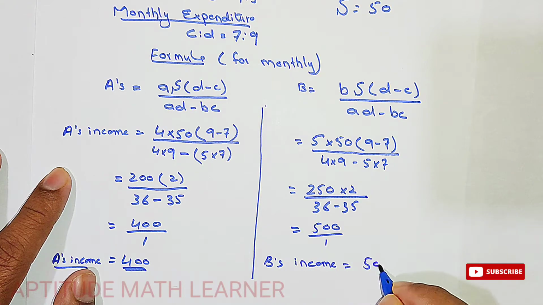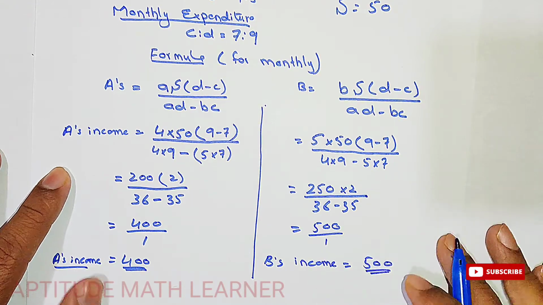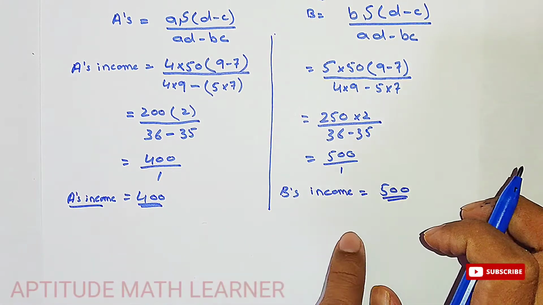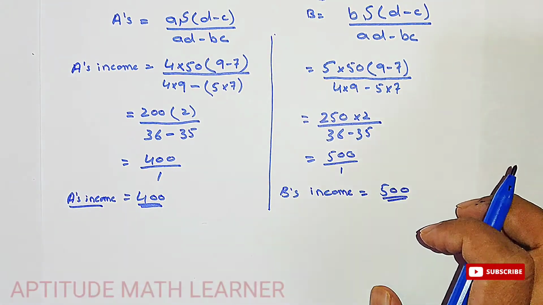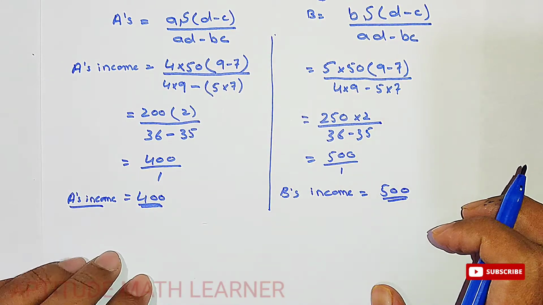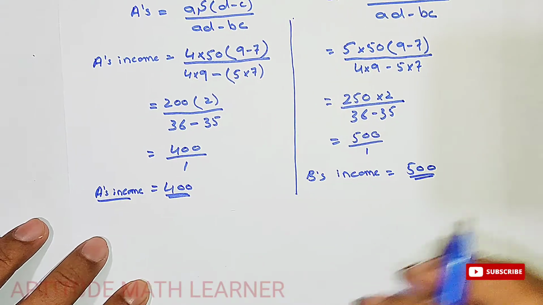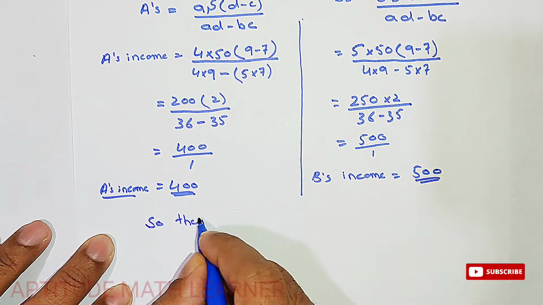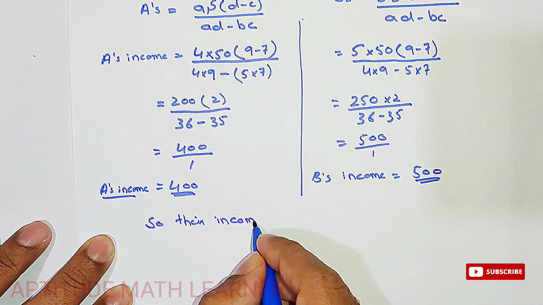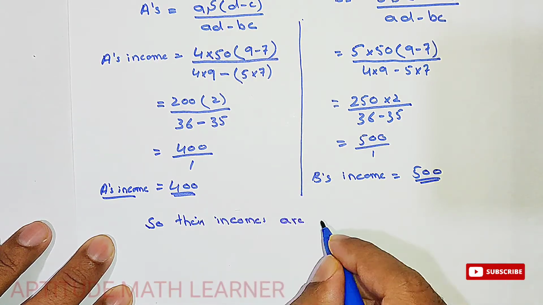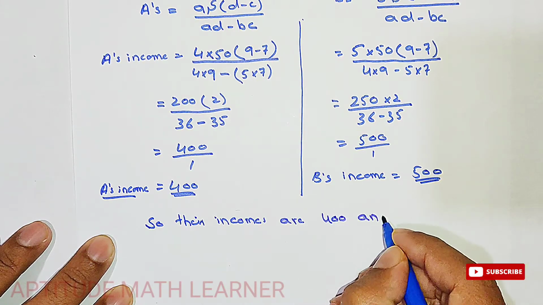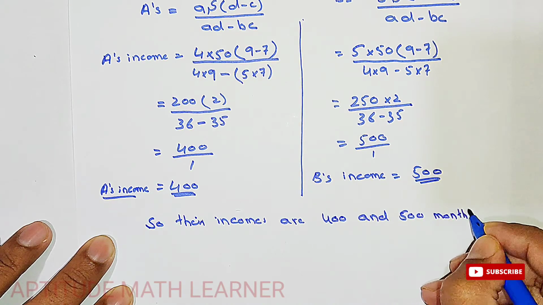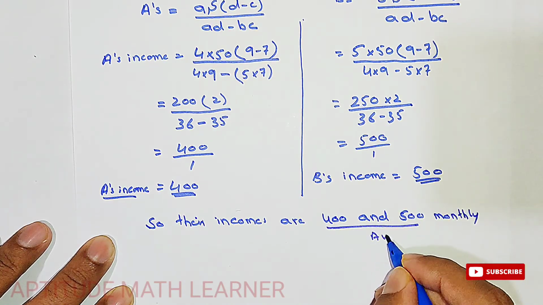So B's income is 500. We have just found out the incomes of A and B, both persons, at the same time. I hope you have understood the method very carefully. So here we can write that their incomes are 400 and 500 monthly. So these are our answers. I hope you have understood.